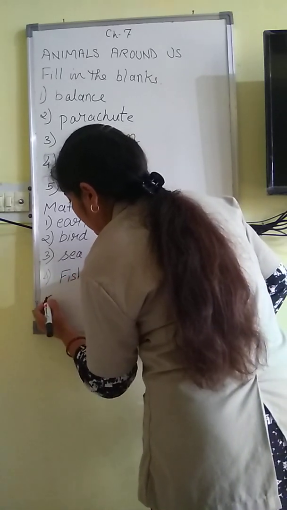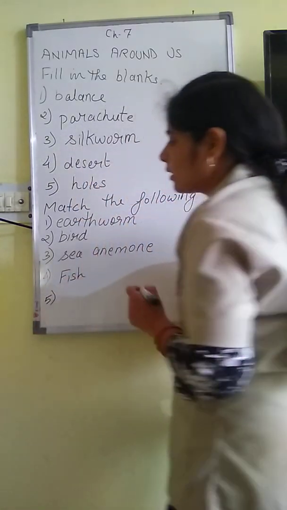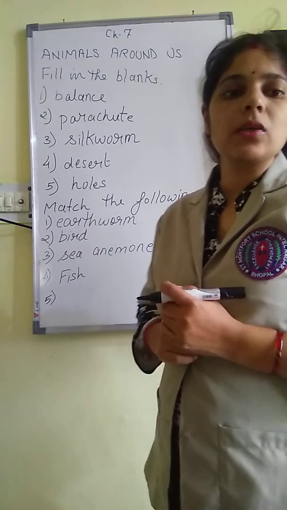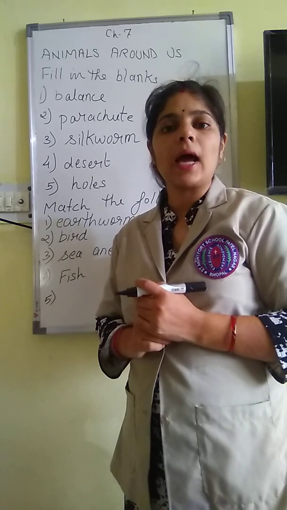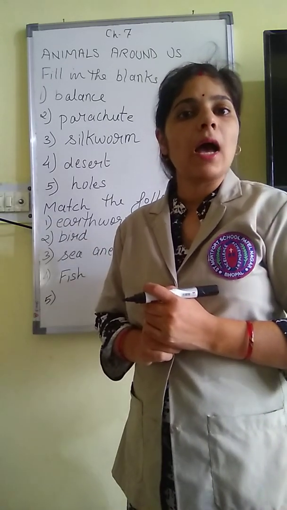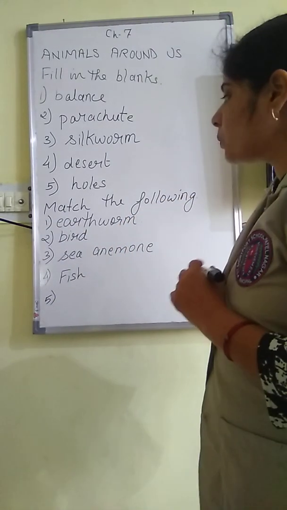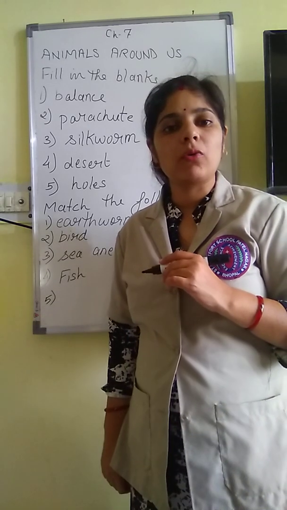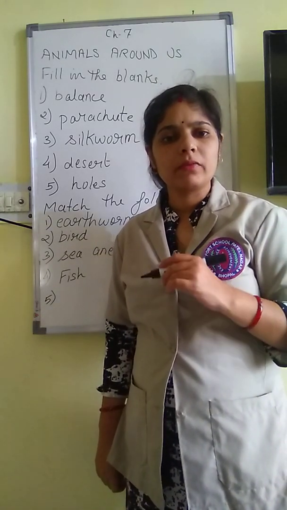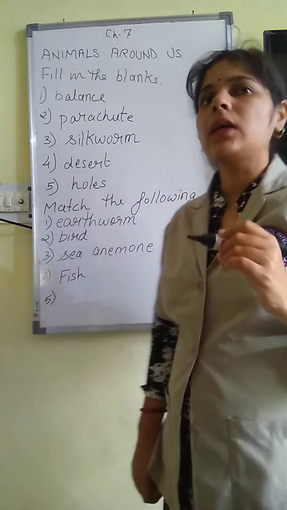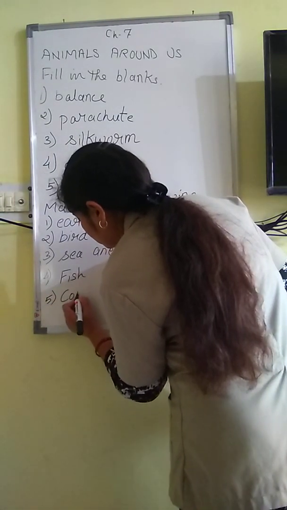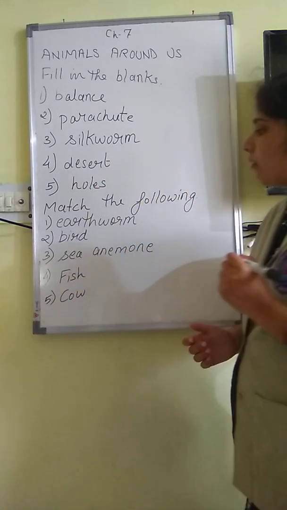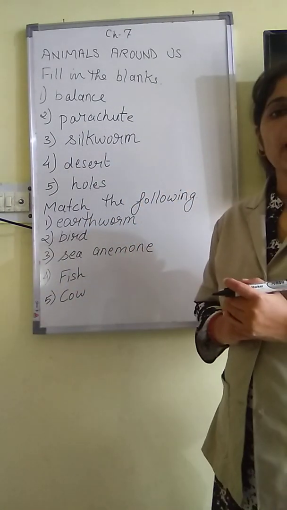And the last one is compact body. We have studied about the compact body. The animal which has 4 limbs has a compact body. So which animal from the options has 4 legs? Is it earthworm, fish, bird? No, the answer is cow. So your cow has a compact body.